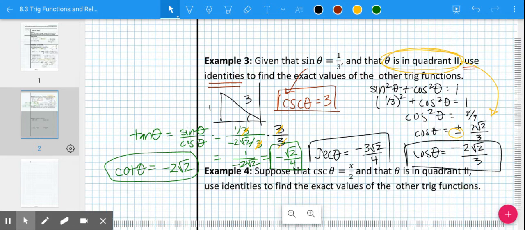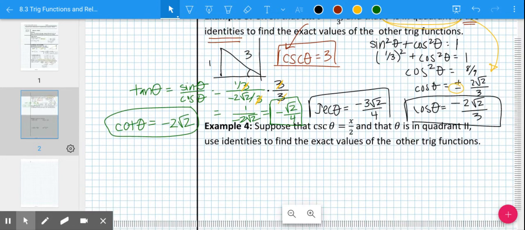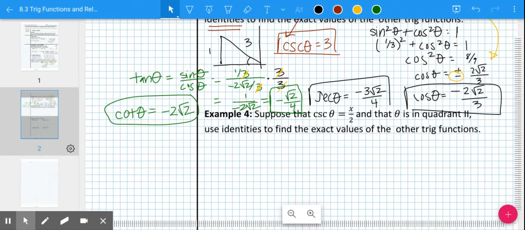It's a little harder because it doesn't have all numbers. It has an x in it. But other than that, the work is the same. Again, the first identity I always like to use is just the reciprocal identity. If you're given cosecant, then you automatically know what sine is. So that's always a really good place to start. Now let's go ahead and use identities from there.